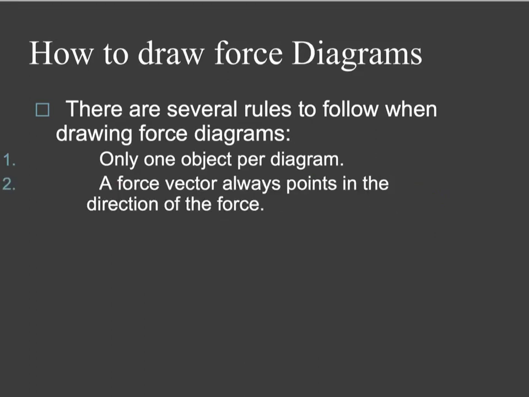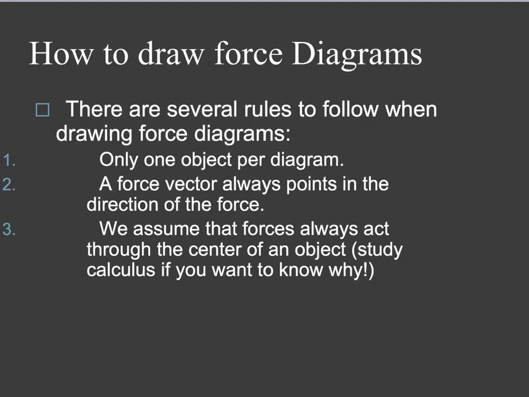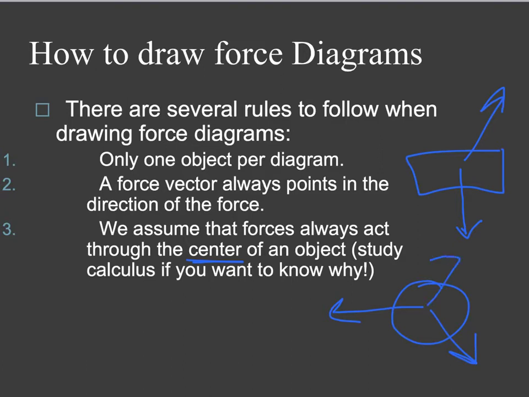Next, a force vector always points in the direction of the force. So for example, looking at our book again, the force of gravity is pulling it towards the ground, so the arrow needs to be pointing towards the ground. Next, we assume that forces always act through the center of an object, and if you want to know why, honestly, you have to take calculus. But anytime we have a book with a force through it, or if it's a person, I'm just going to draw them as a ball, all the forces always come through the center of the object, okay.